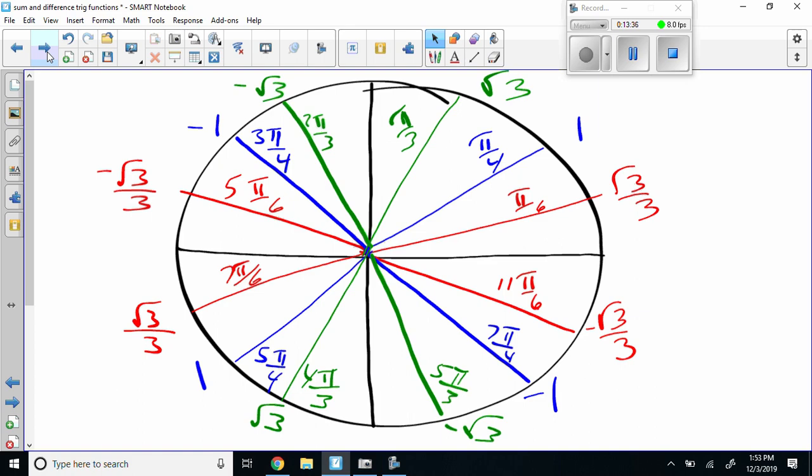Good, right? Why is it that tangents are all positive in the third quadrant? Anybody? Two negatives become a what? That's right, because it's sine over cosine. A negative divided by a negative is a positive, right? Yeah, good.